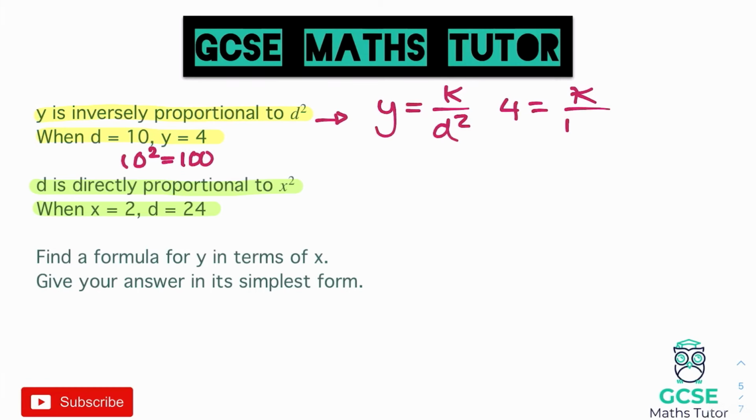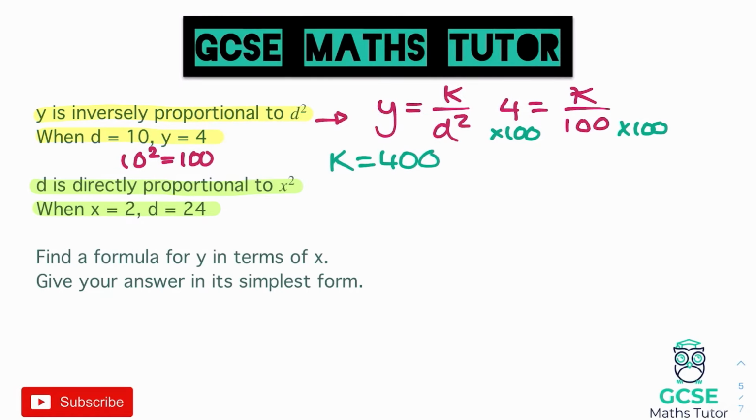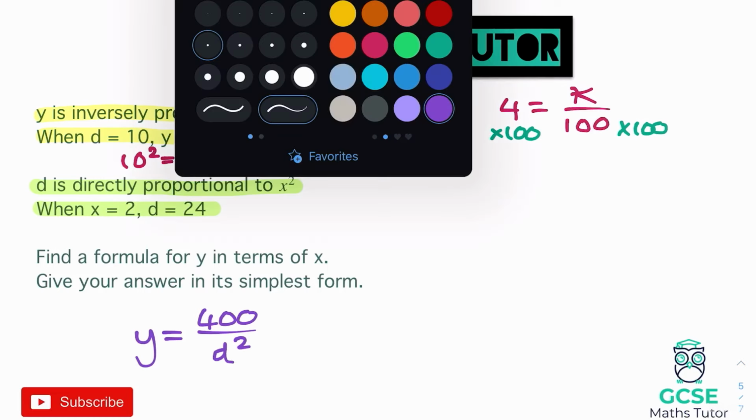So k over 100. And again, let's rearrange that, so times both sides by 100, so we've got our value for k, and we get k is equal to 400. And again we can write our formula for that, so let's bring that down here. Let's write y is equal to 400 divided by d squared. Right, there we go, there's our first one done.